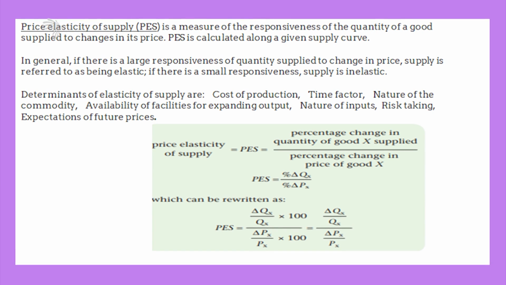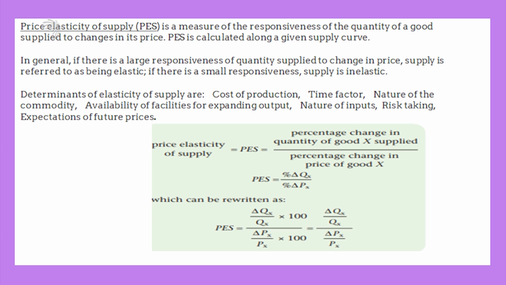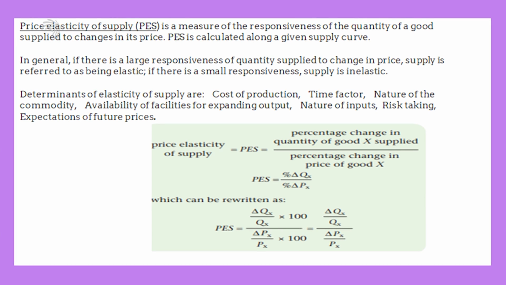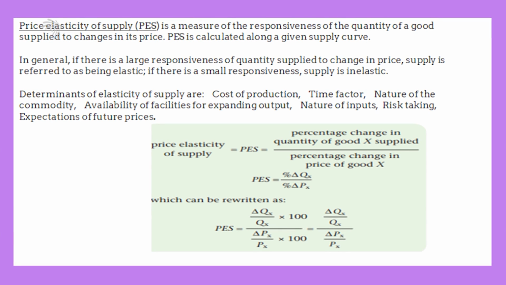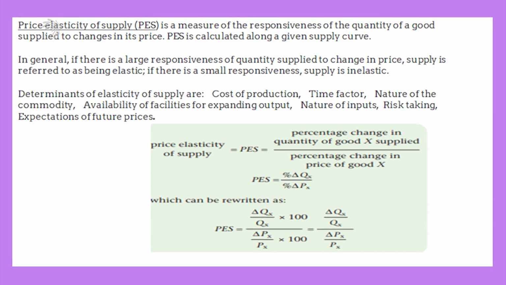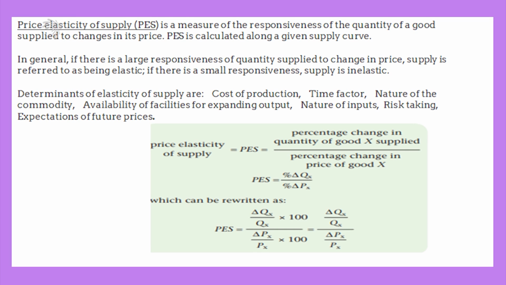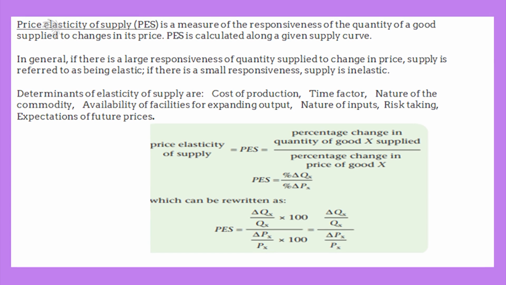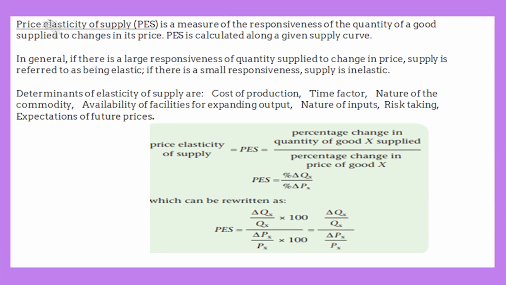The determinants of elasticity of supply are the following. The first one is cost of production. Second one is time factor. Third is nature of commodity. Number 4 is availability of facilities for expanding output. Fifth one is nature of input. Next one is risk taking. And the last one is expectation of future prices.